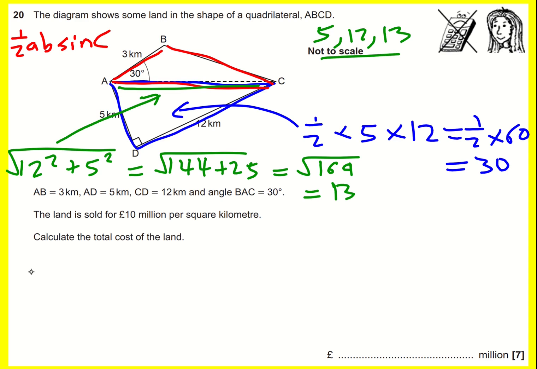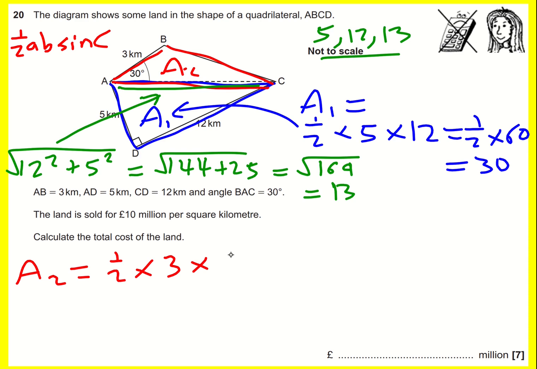I should probably label this. Let's call this one area 1, and let's call this area 2. Then area 2 is going to be a half times 3 times this 13 I've just found times sine C, which is sine of 30. Now this is where the sneaky bit comes in. It's a non-calculator question. You're expected to know that this is equal to a half.